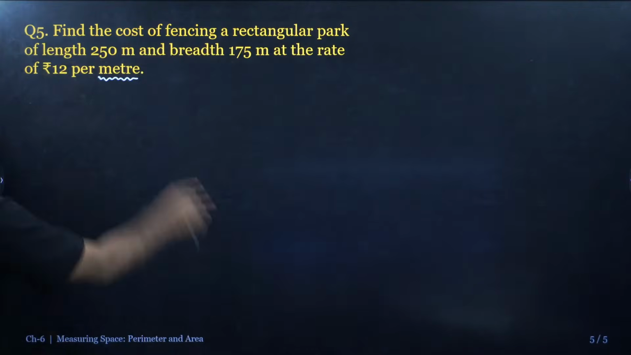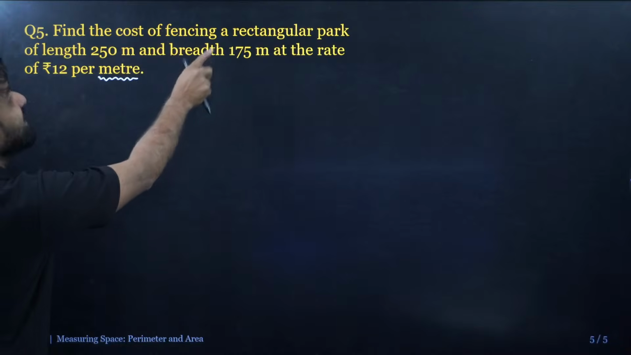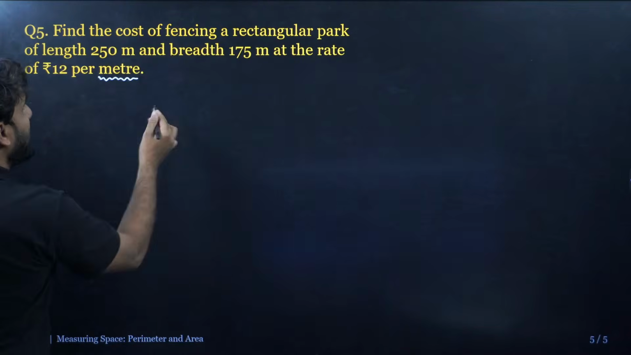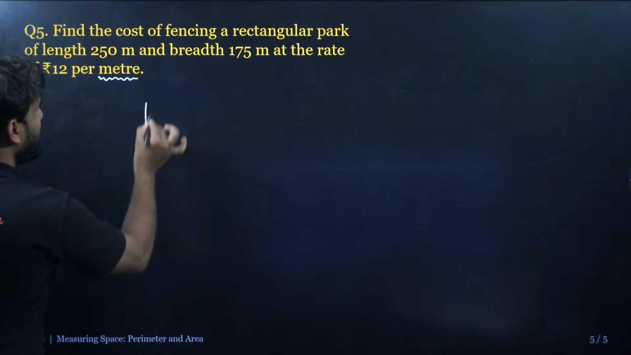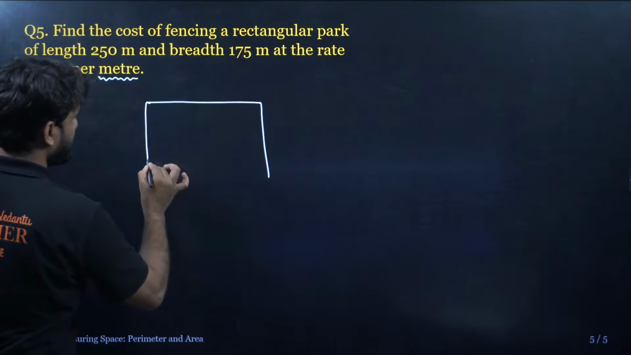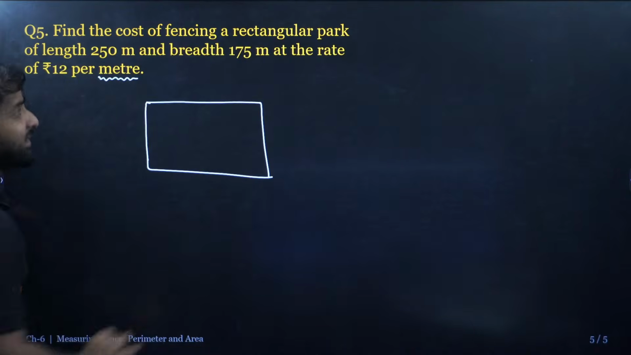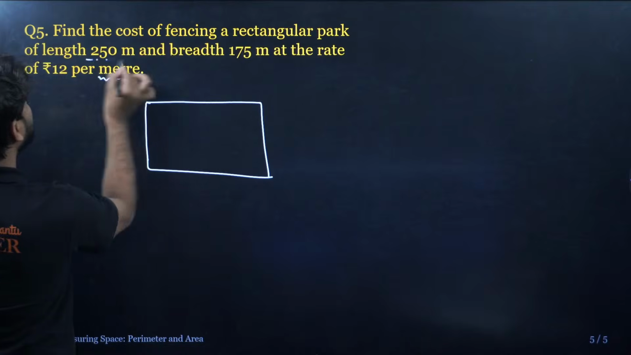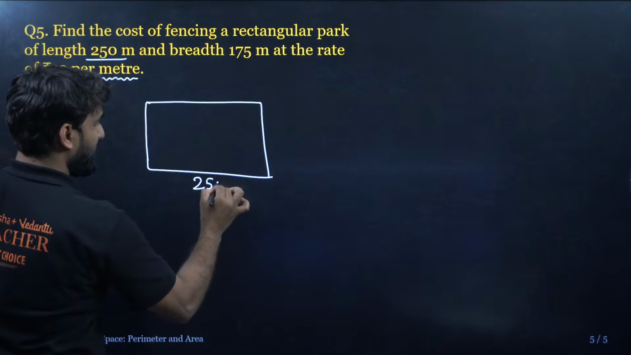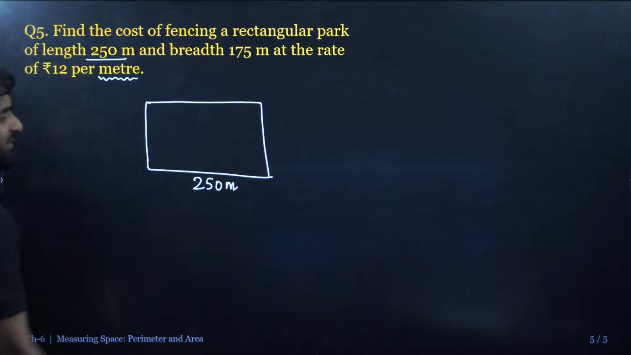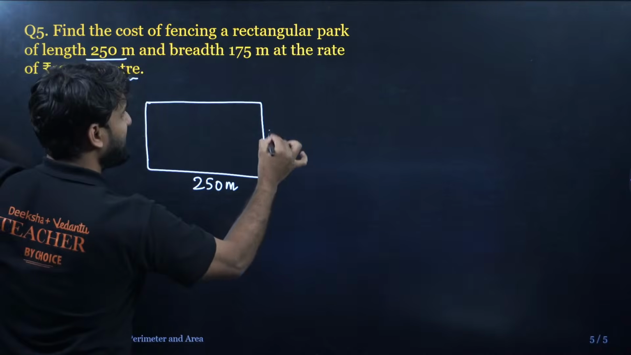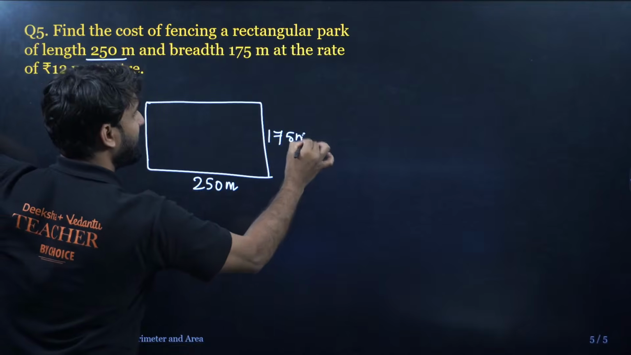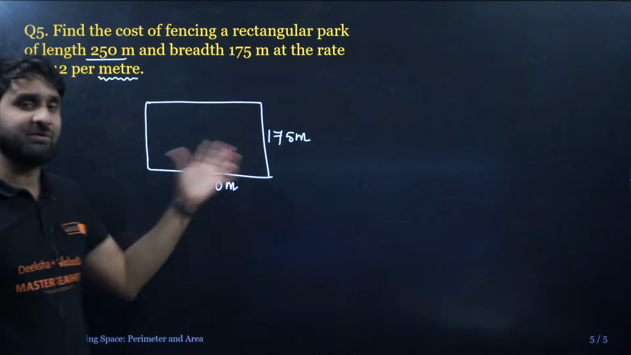So my dear question is, find the cost of fencing a rectangular park. So let's say we have a park here. This is a rectangular park, and the length of the park is 250 meter. And the breadth is 175 meter, right? So you have length and you have breadth.